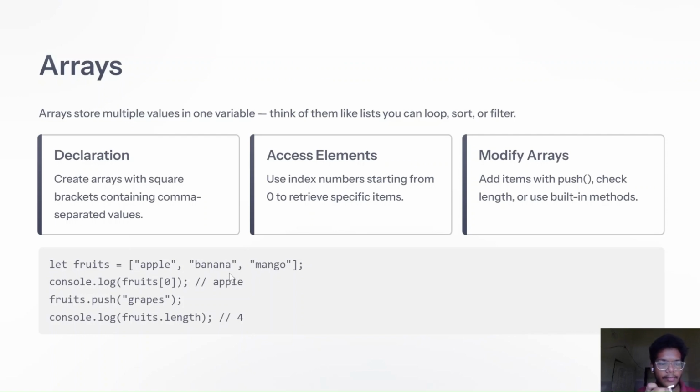So now let us consider a small example related to it. Here we have declared an array named fruits, and in that we have apple, banana, mango. Now we are printing the fruits at index 0, which is apple. Apple will be printed. Next we have push, which means we have inserted grape into the fruits array. Now we are printing the length. Initially the length of the array is 3. Now it updates to 4 because we have added one more element to it.